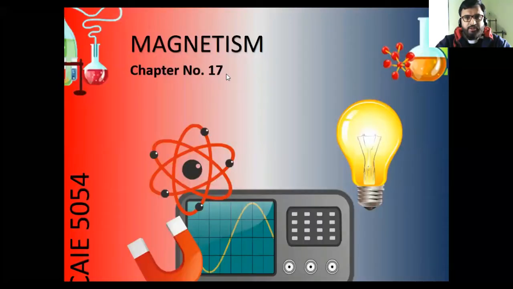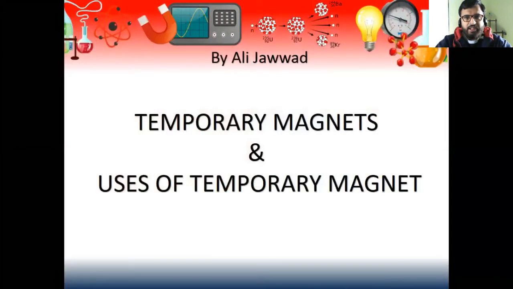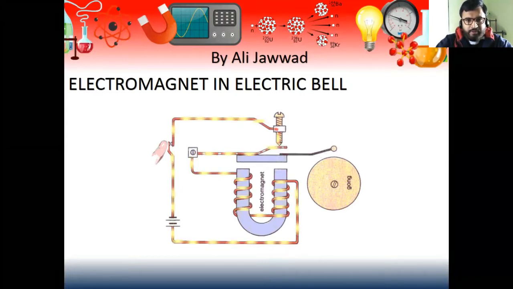In our last lesson, we started with the topic of temporary magnetism and its uses. So this lesson is in continuation of the same topic. One of the important uses of temporary magnetism is in the electric bell. The figure shown on the screen is a circuit of an electric bell.